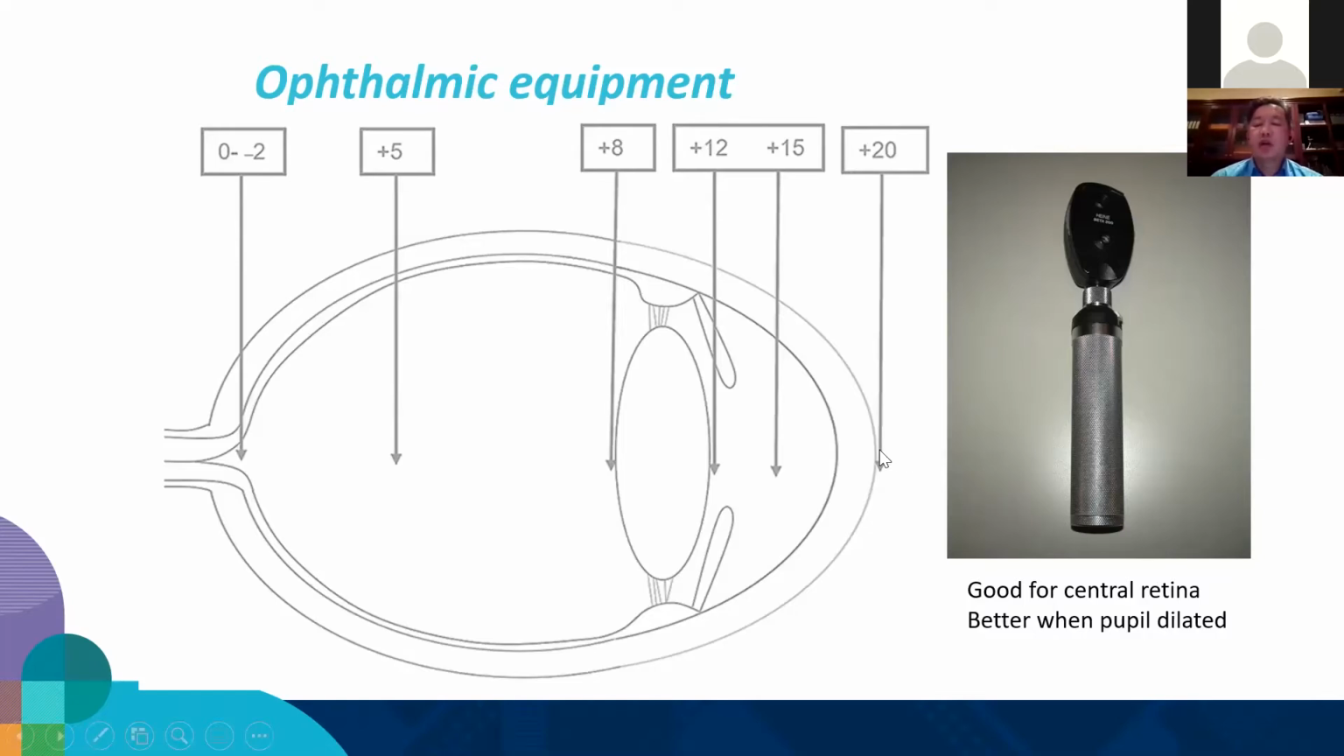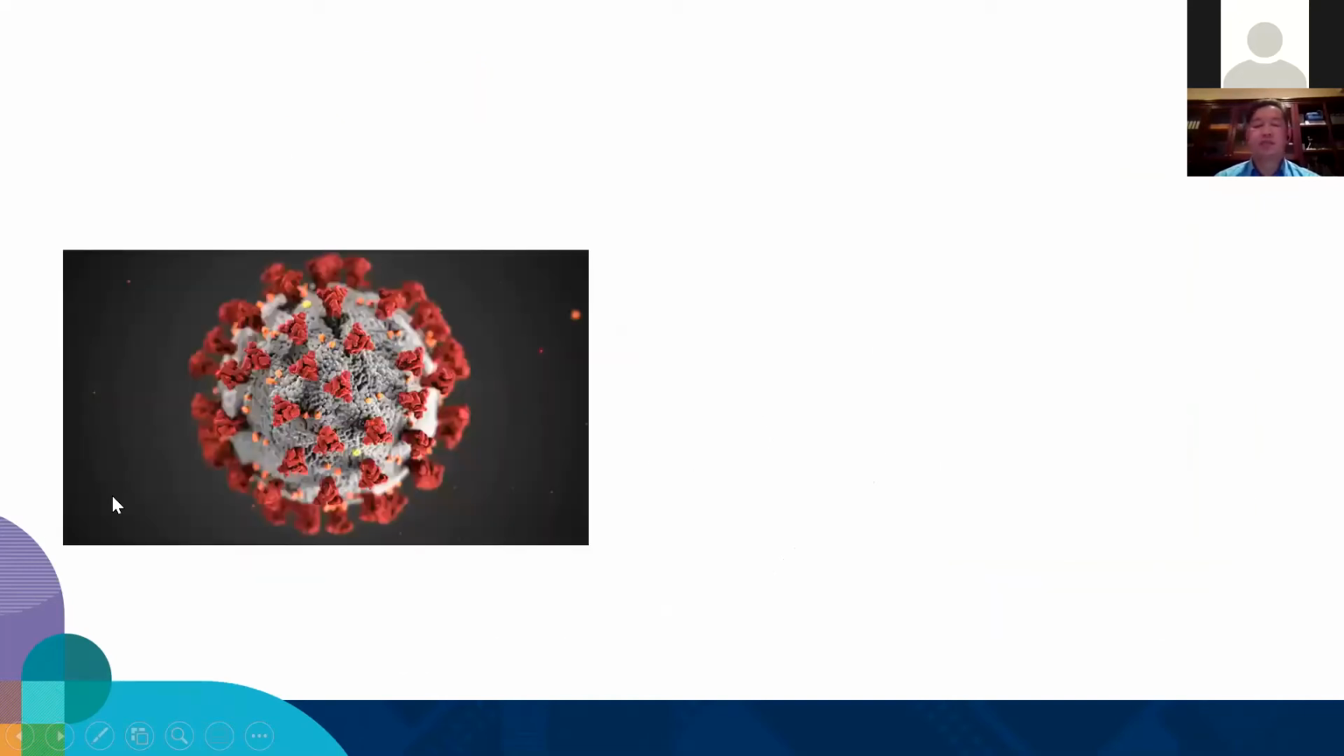Then you dial it so the numbers decrease, go to 15, 12, 8, and then sometimes you may even go into the red figures. And what's happening is that the focal point or the focus of the direct ophthalmoscope moves posteriorly. So then you can focus on different parts of the eyeball.